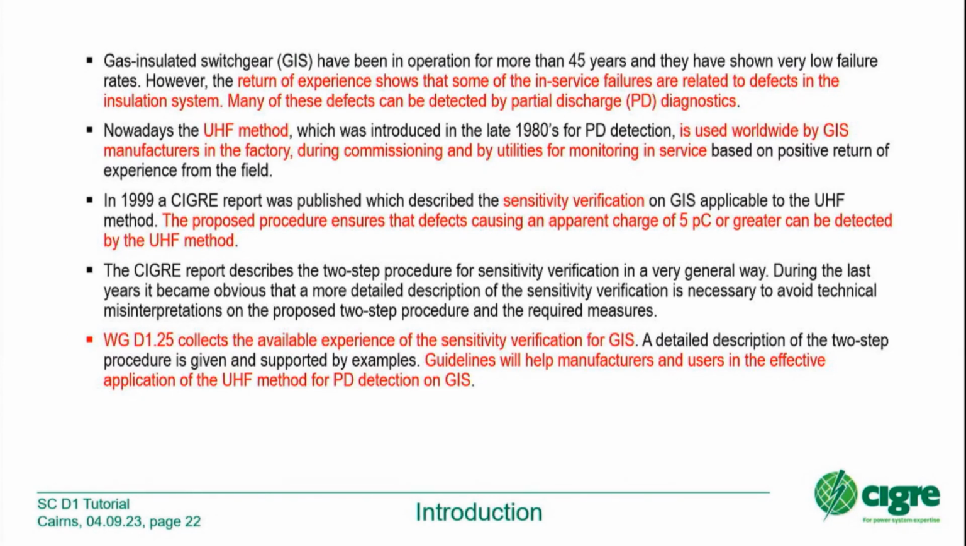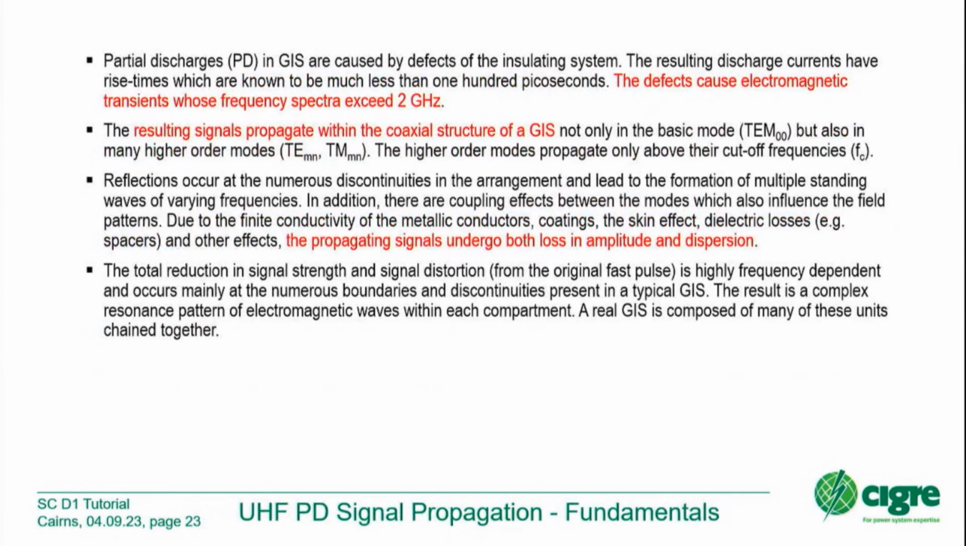Third bullet point: some reflections on the 1999 CIGRE report, the two-step procedure. And the last bullet point: working group D1.25 collects the available experience for the sensitivity verification of GIS, and the goal and the results are guidelines which help manufacturers and users in the effective application of the UHF method for PD detection on GIS.